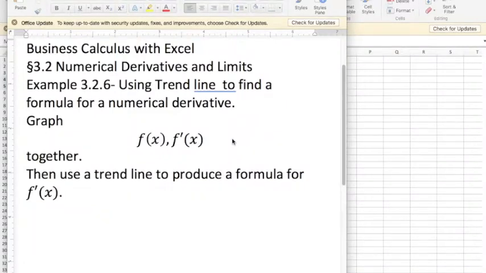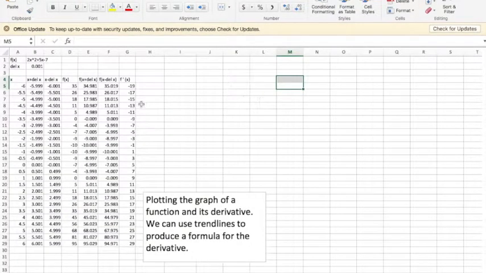Today we're going to look at example 6, using a trend line to find the formula for a numerical derivative, out of section 3.2, numerical derivatives and limits, from Business Calculus with Excel. The idea is to figure out the function and its numerical derivative, graph them, and use Excel's trend line to produce a formula. Example 6 is set up with a function already given to us and the setup that we've been doing for the last couple of examples.